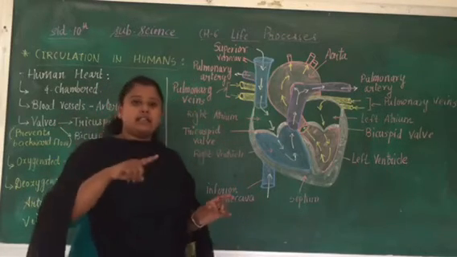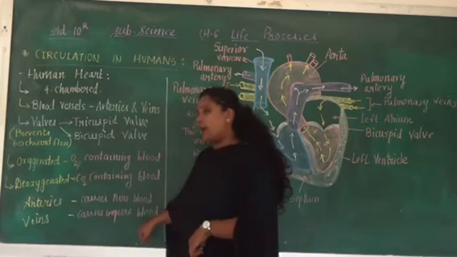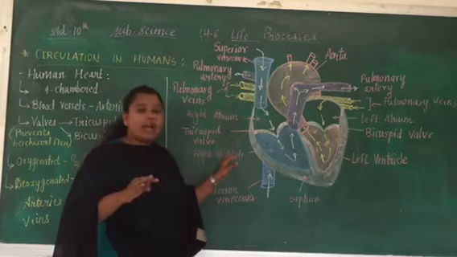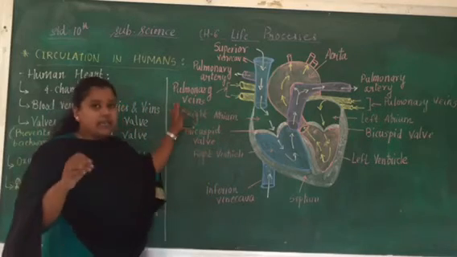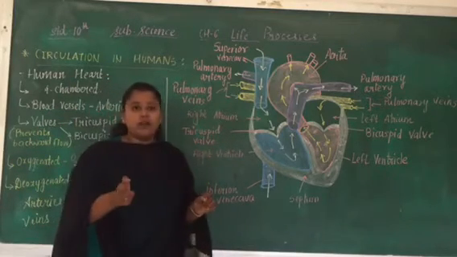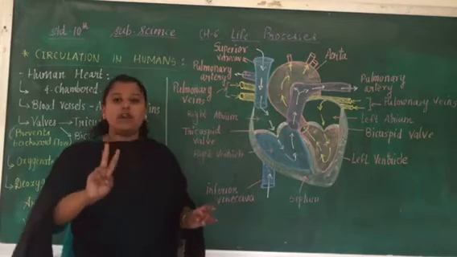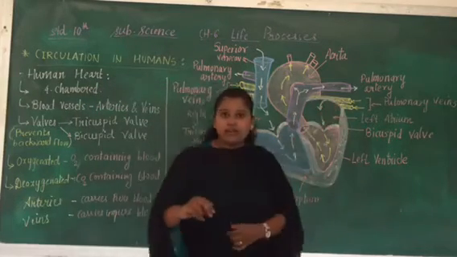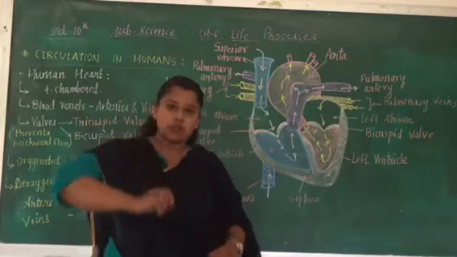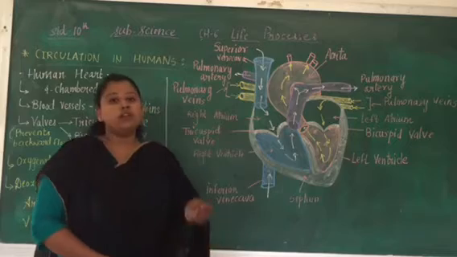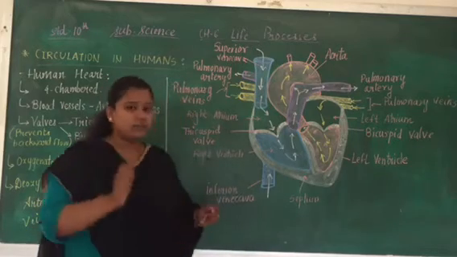Again this is an exception. I have written that veins always carry impure blood, that is deoxygenated blood. But here, again this is an exception: the pulmonary veins carry oxygenated blood. So there will be two exceptions, one for the pulmonary artery, which is going to carry impure blood, and the second one will be the pulmonary veins, which are going to carry what? Oxygenated blood, that is pure blood.